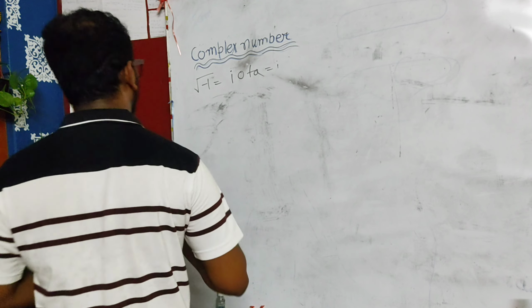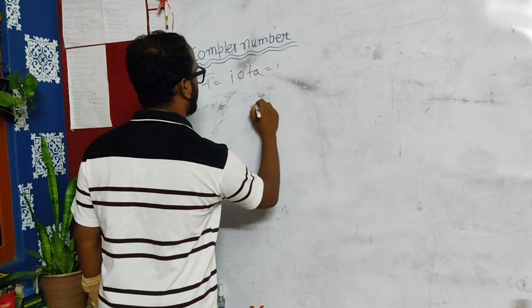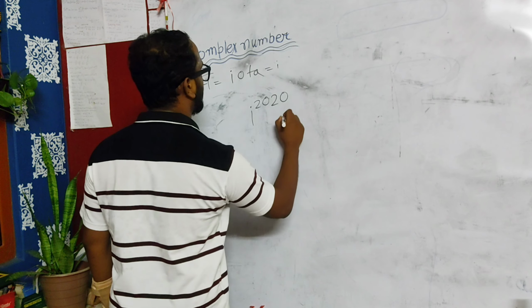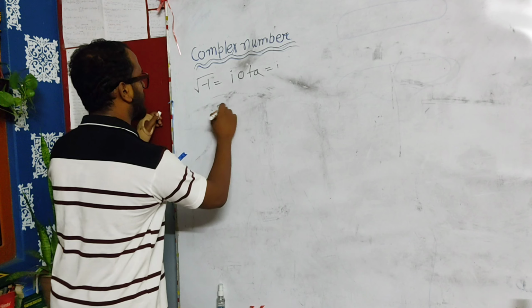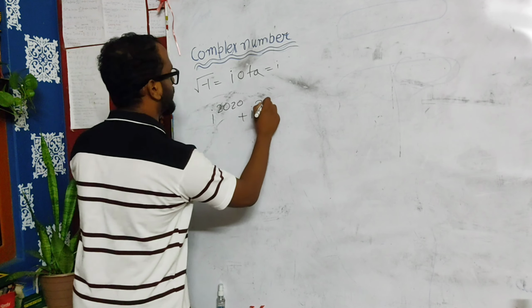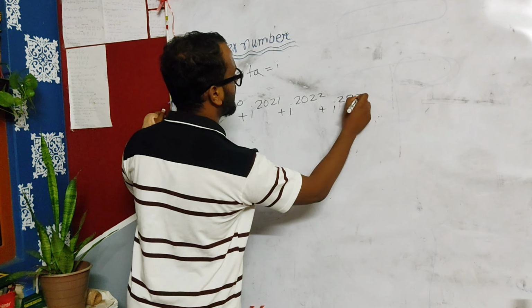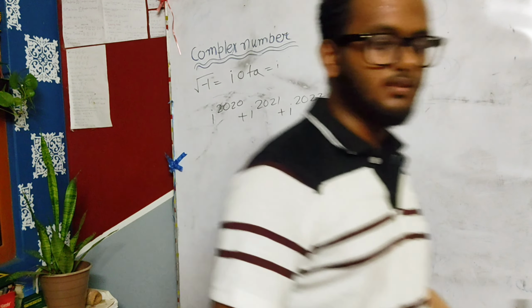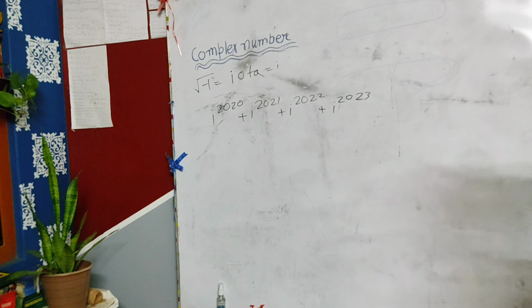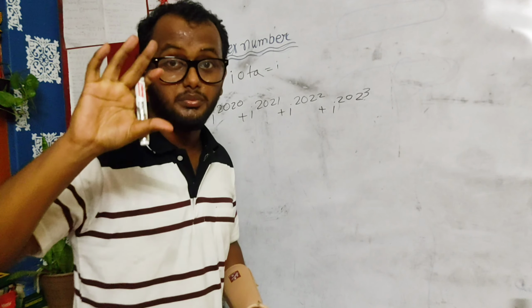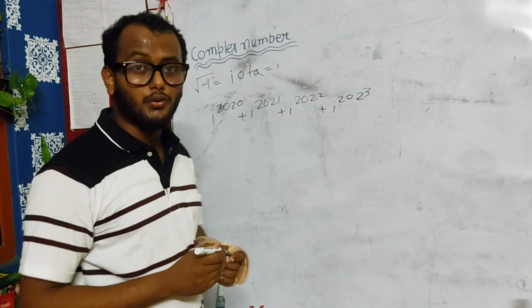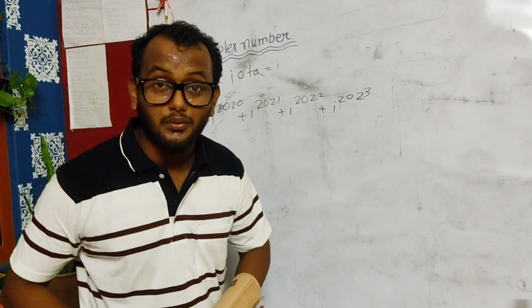Let's say they have given like this: i to the power 2020 plus i to the power 2021 plus i to the power 2022 plus i to the power 2023. Is this one visible? Yes, and if you can't see, you just zoom the screen. So how will you solve this one? Are you going to find first i to the power 2020, then 2021, then 2022, then 2023? Don't do this. You will not get so much time for this. You will get maximum 2 to 3 minutes for solving this problem.